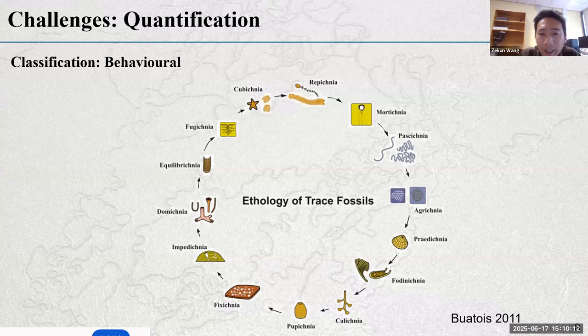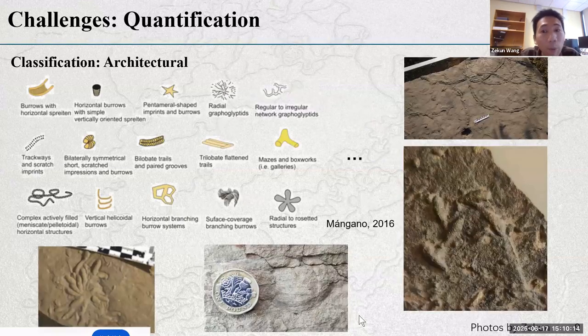And another classification is related to the topology. We call it architecture design, whether it is a U-shaped burrow with or without spreiten, whether it has a radiative or rosette shape, whether it is a branching burrow or a simple horizontal locomotion trace, whether it is a reticular or a network trace, something like this. It's all topological or architectural design.